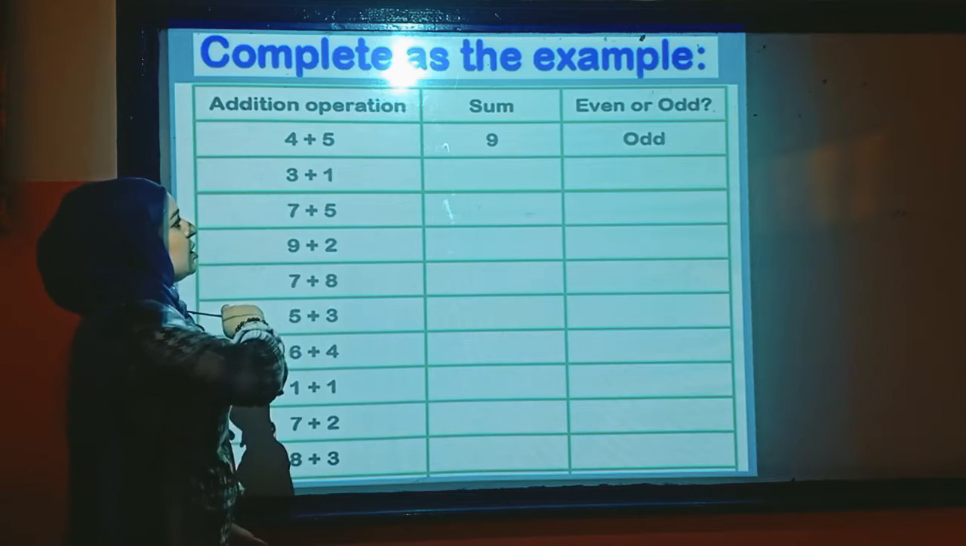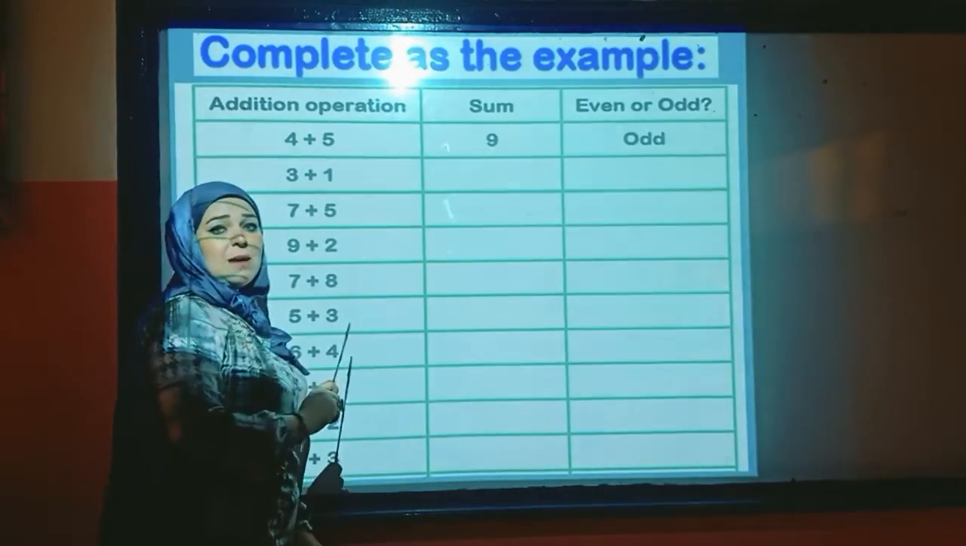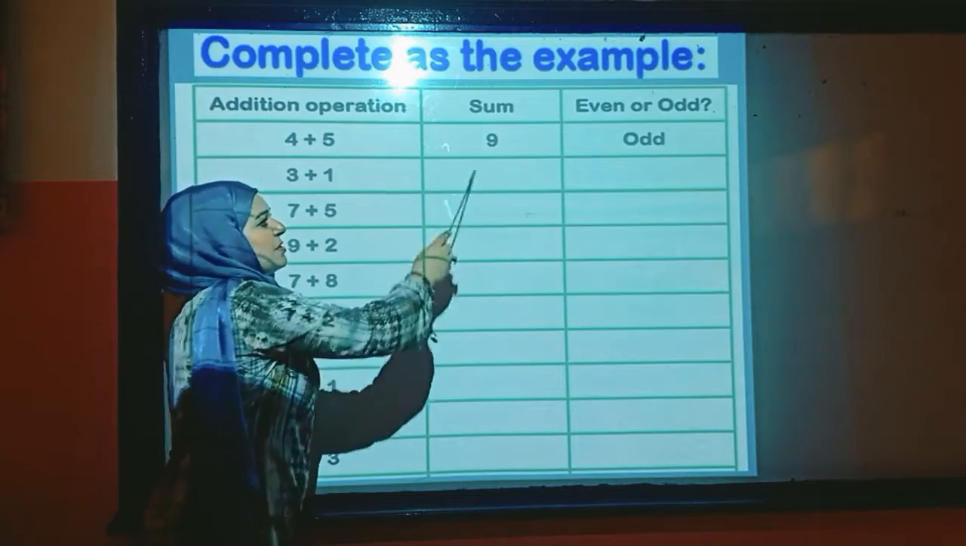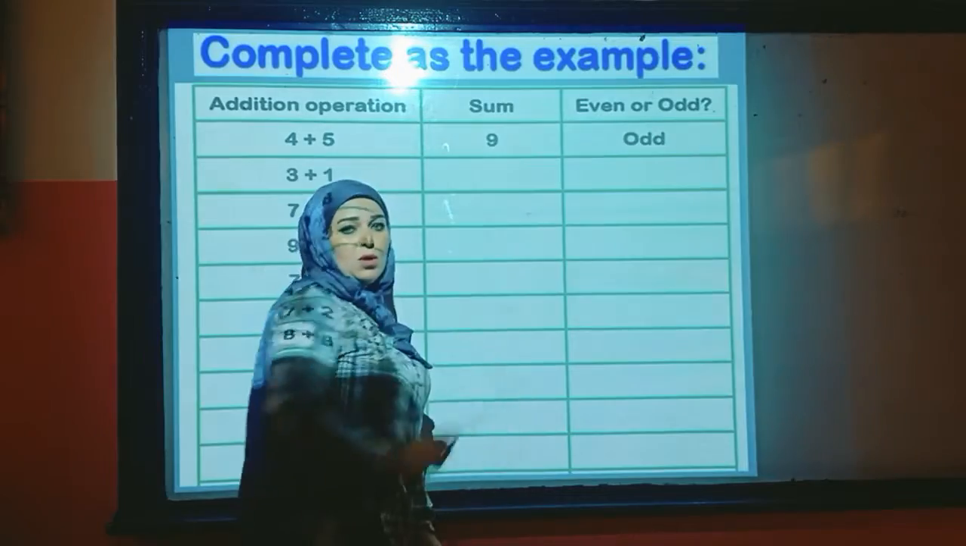Addition operation. 4 plus number 5. 4 plus number 5 equals number 9. What about number 9? Even or odd? Yes, number 9 is odd.